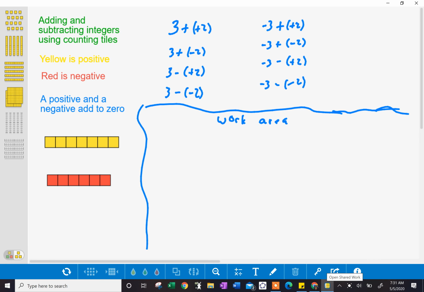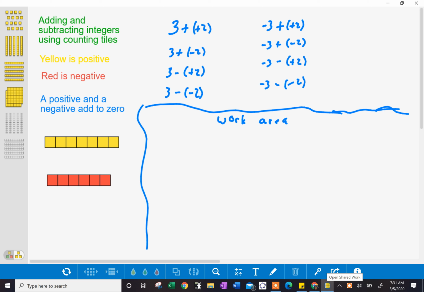Lesson on adding and subtracting integers using counting tiles. These are manipulatives which I use in the classroom, and if you don't have counting tiles, which I'm sure most people don't, you can really use anything. Strips of paper, bottle caps, well, really anything, as long as you have two different groups and they are different colors.